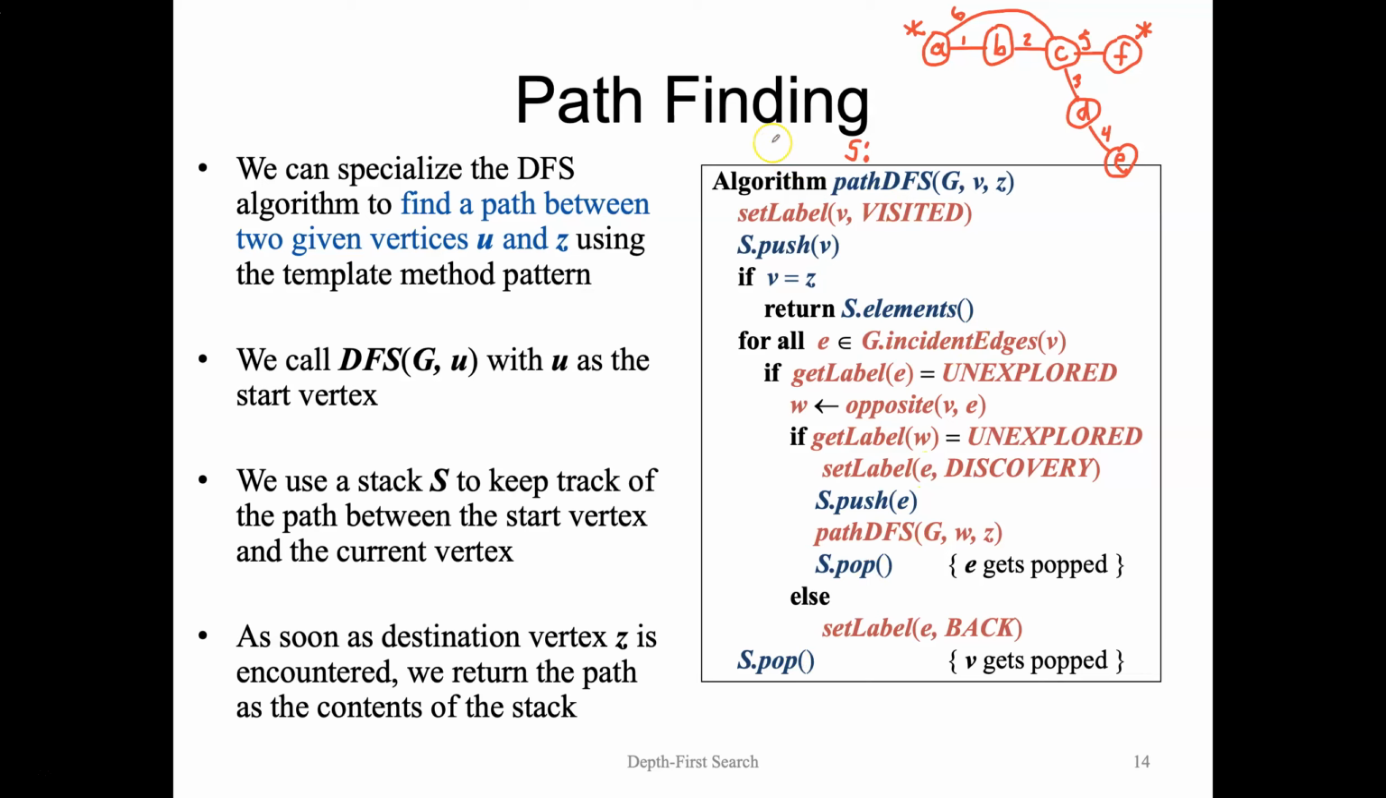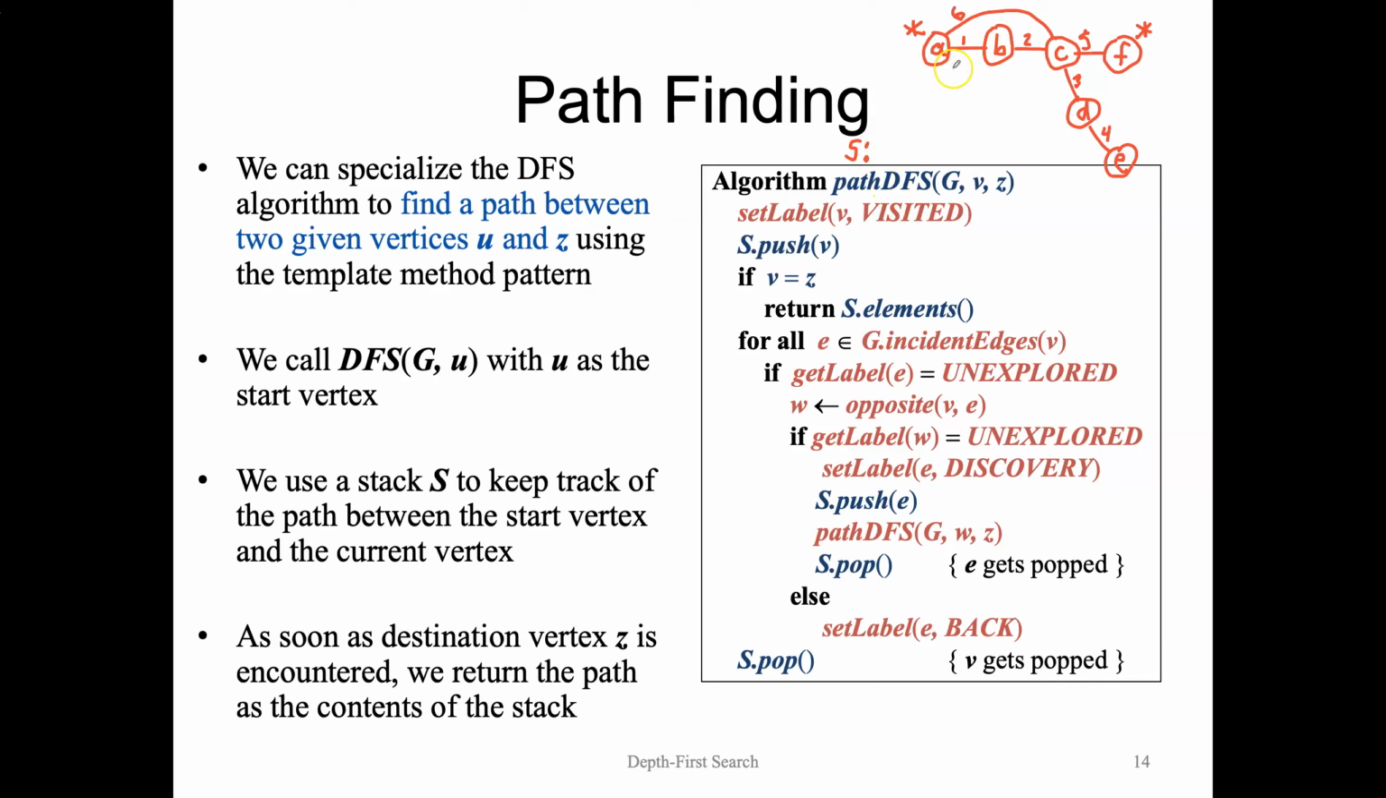So initially, again, we mark every vertex and edge as unexplored. We then call path DFS from our starting vertex, which in this case is A. And we're going to just follow DFS as we know it. We're going to mark vertices as visited and edges as back edges or discovery edges, but with the addition that we're only going to keep track of those vertices and edges which led us to the vertex that we want to find a path to.